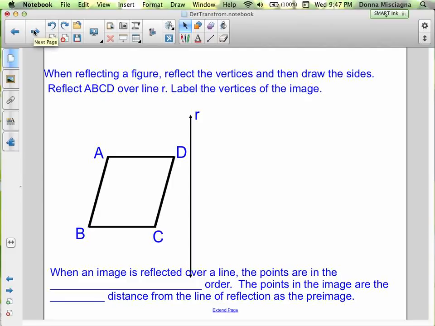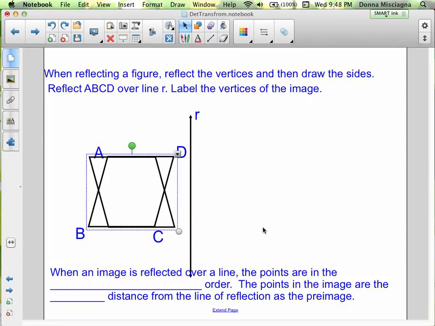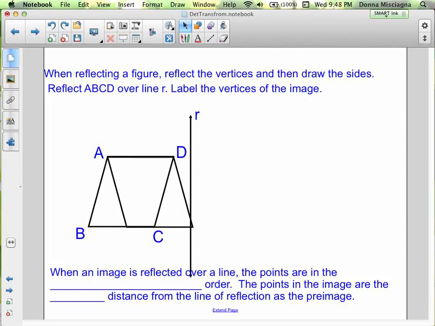You have this one in your notes. So when reflecting a figure, reflect the vertices and then draw the sides. So we're going to reflect ABCD over line R, and we'll label the vertices of the image. Now, I'm going to cheat a little bit. You do the best you can to reflect over that line, and I will too.